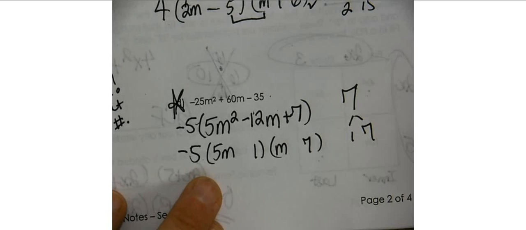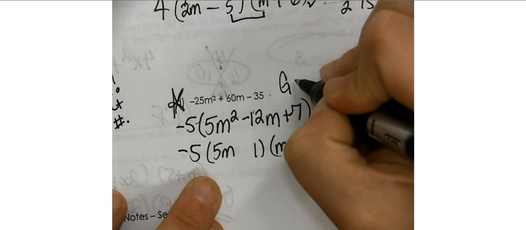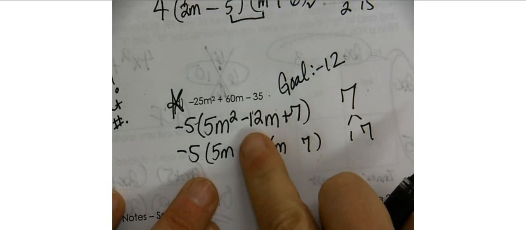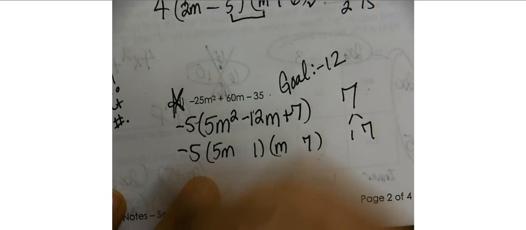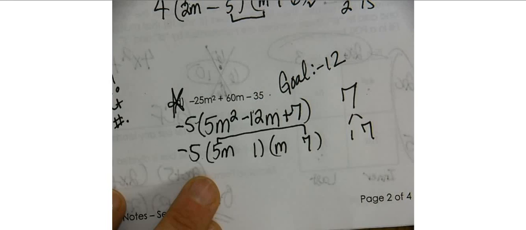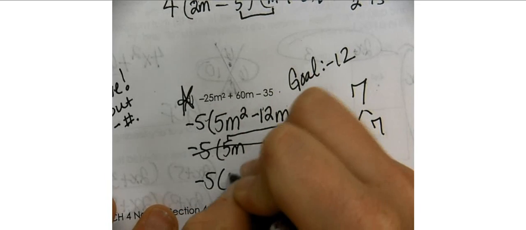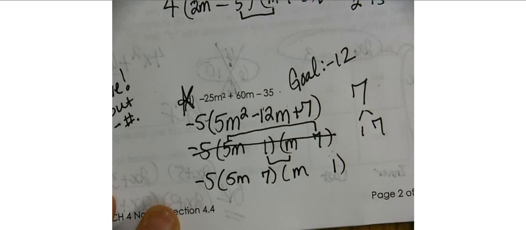And my goal in this case is not 60. My goal is negative 12. That's my new middle number. My goal is negative 12. So 5 times 7 is 35, and 35 times 1, that's going to give me either a 36 or a 34. So I know that I did not do that right. So that combination did not work. So let's try the other way. I'm going to write 5m and m, and this time I'm going to put 7 with 5, and I'm going to put 1 with the other m.